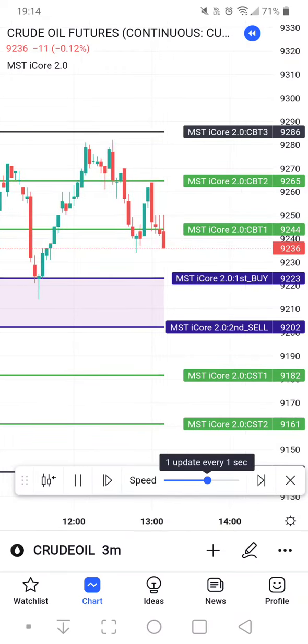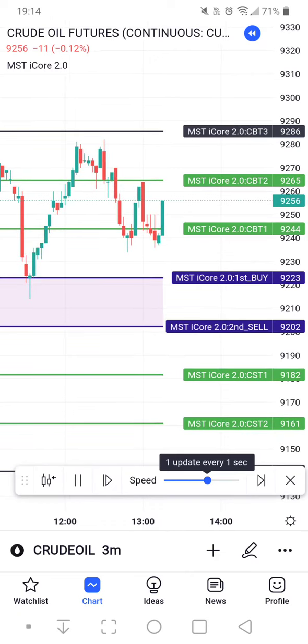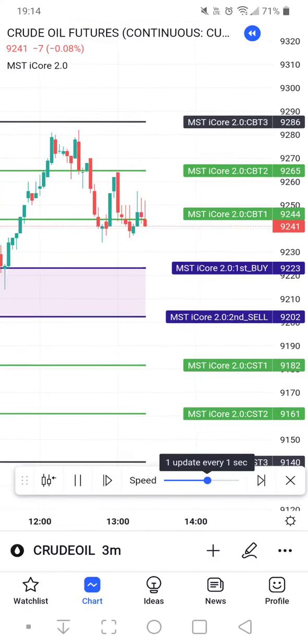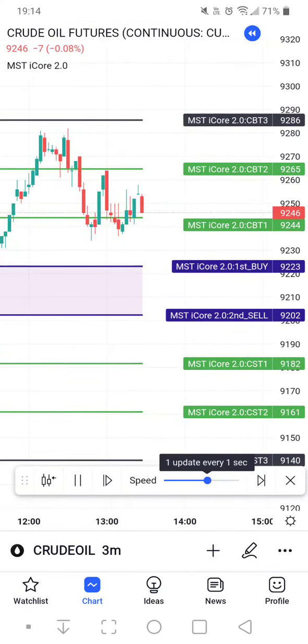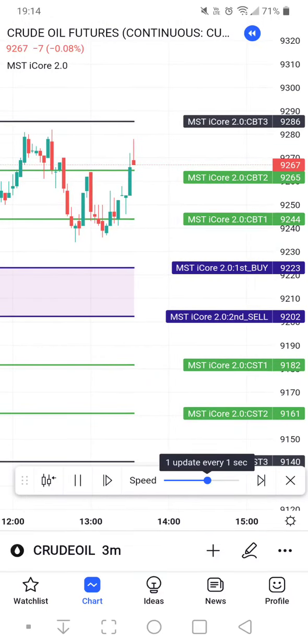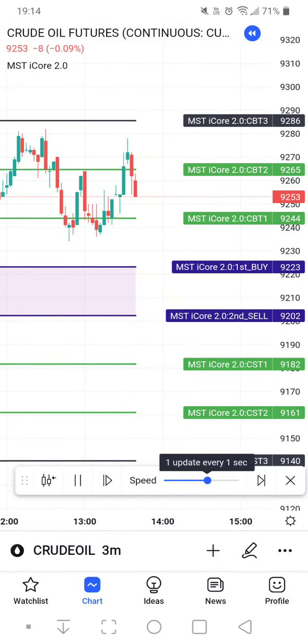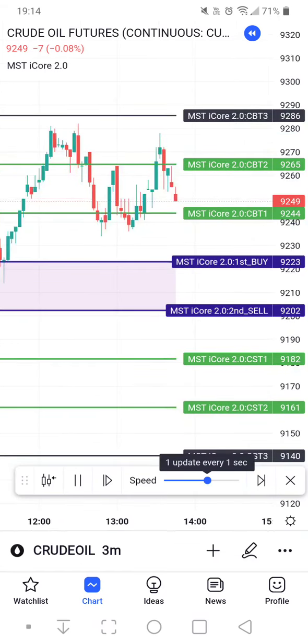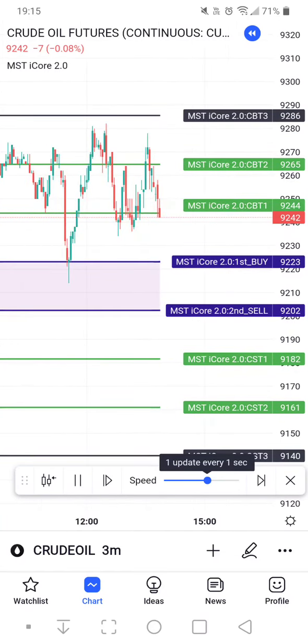If you are a disciplined trader, you can revise the stop loss and you can wait for the remaining targets. Don't forget. So this is how we have to trade. This is one kind of trade. Then what about the second one?